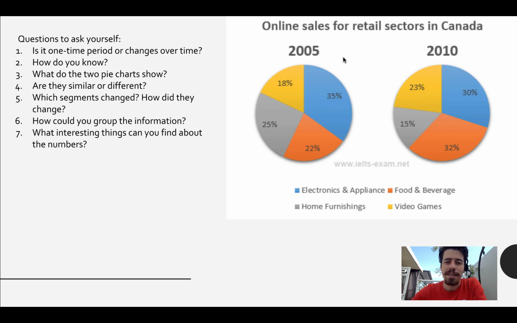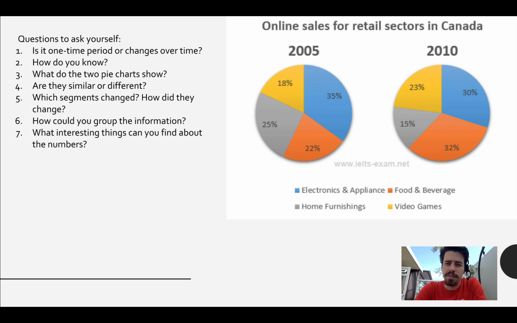The thing about this is the two pie charts are different years. So you'll also do some changes over time, comparisons between the 2 years. For example, between this figure of 35 and this 30% figure. How do we know it is both? Because we've looked at the years up here. For the two pie charts, are they similar or different?